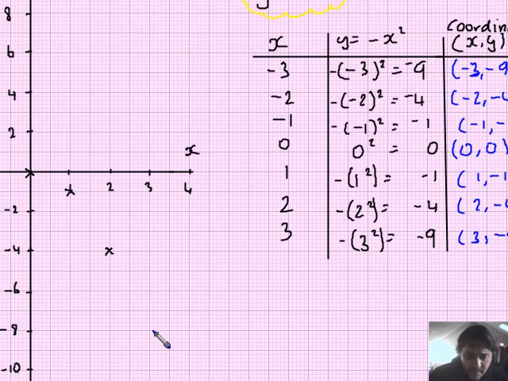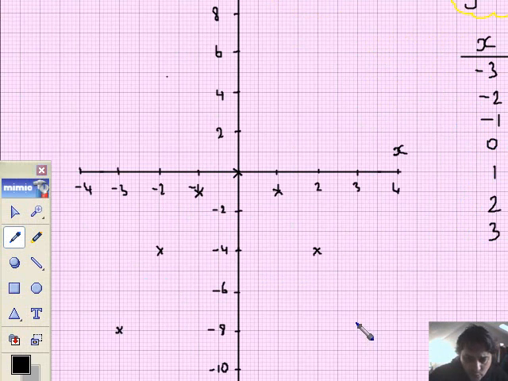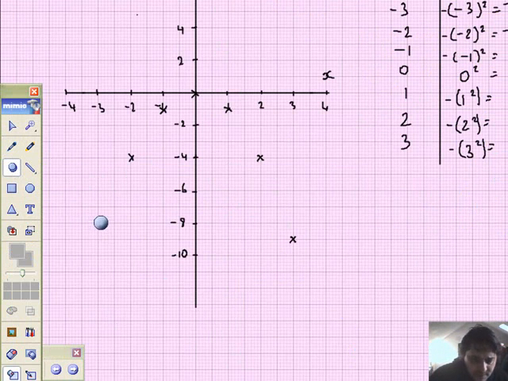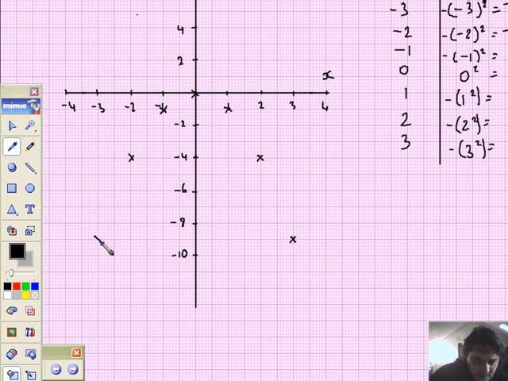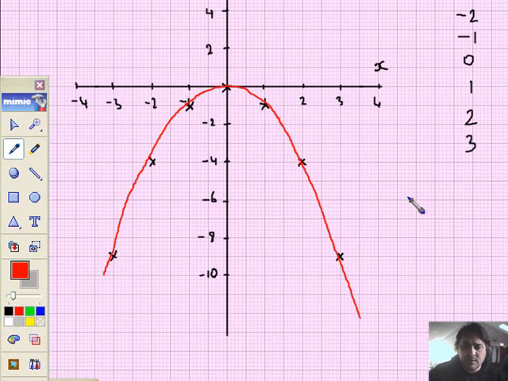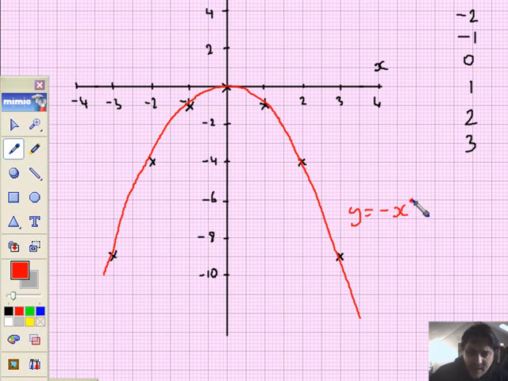3 minus 9. Oops. 3 minus 9 is going to be here. So I reckon that coordinate's in the wrong place. My eyes skipped, sorry. So minus 3, minus 9 is right there. There it is. And look at that beautiful curve. Difficult to draw by hand. Certainly difficult on the screen, so let me just try that. So take it up to 0, 0, climb back down slowly, and that'll do. So this is the graph of y equals minus x squared.